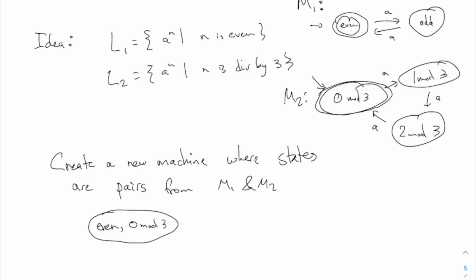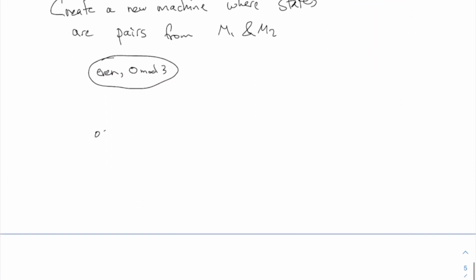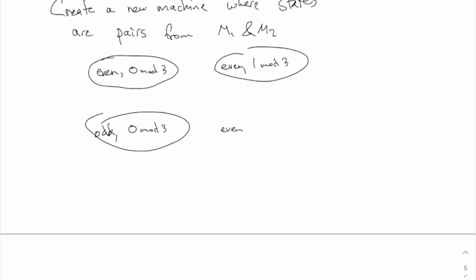So the states of my new machine will look like pairs of states from the original machines. The starting state will be even and also 0 mod 3. That's the first pair of states that it could be. I'm thinking of all the different ways that you could have a state from up here together with a state from down here. So one way is that it's even and also 0 mod 3, or it could be odd and also 0 mod 3. And then there are going to be 6 of them, just because I'm making pairs from 2 things and 3 things. Even and 1 mod 3, and odd and 1 mod 3.